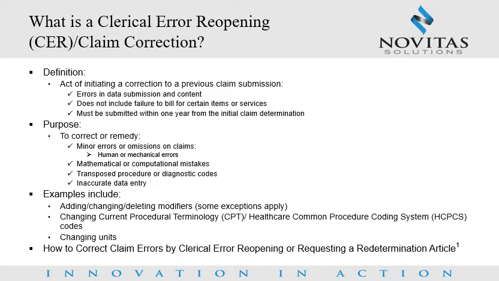A clerical error reopening is for minor errors or omissions on your claim submission, such as mathematical or computational mistakes, transposed procedure or diagnosis codes, or inaccurate data entry. Many of these corrections you can do on your own: adding, changing, or deleting modifiers, and some exceptions do apply; changing Current Procedural Terminology, CPT, or Healthcare Common Procedure Coding System, HCPCS, codes; and changing billed units. More information on how to submit a clerical error reopening is available by accessing the Novitas webpage, How to Correct Claim Errors by Clerical Error Reopening, or requesting a redetermination.